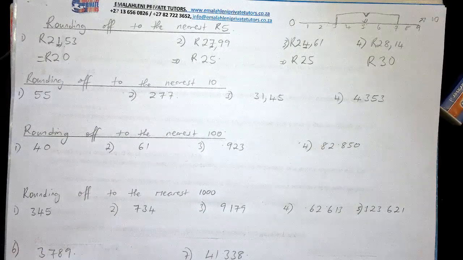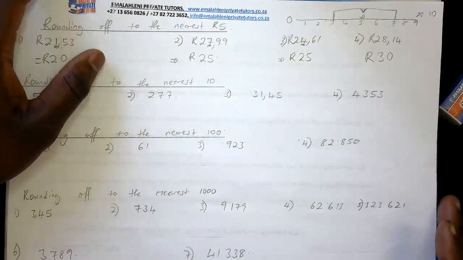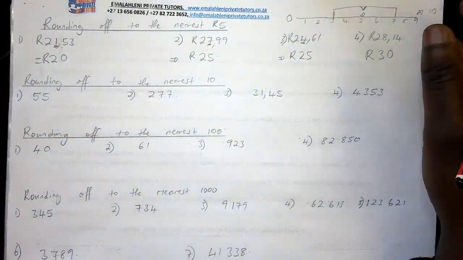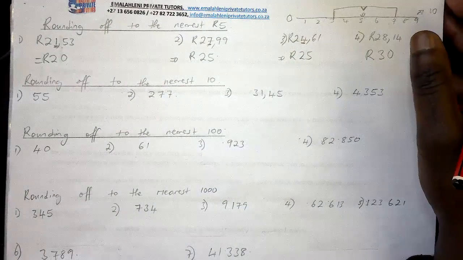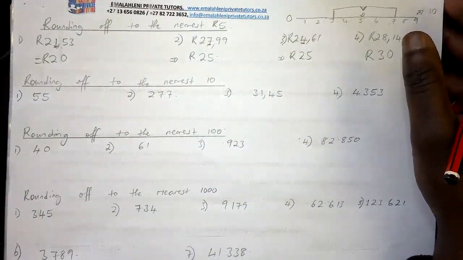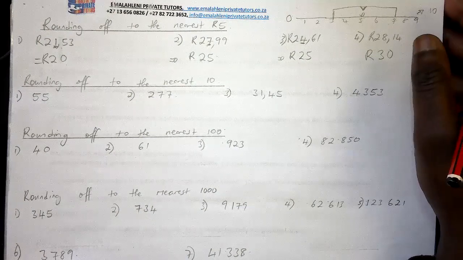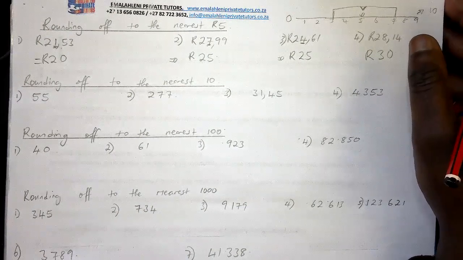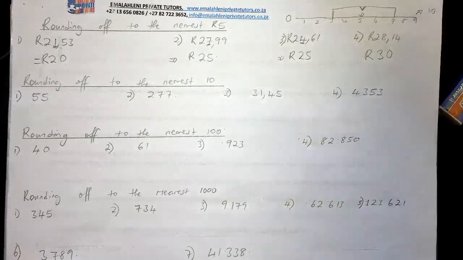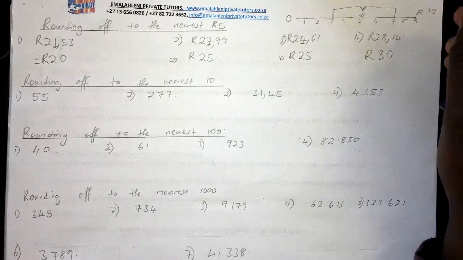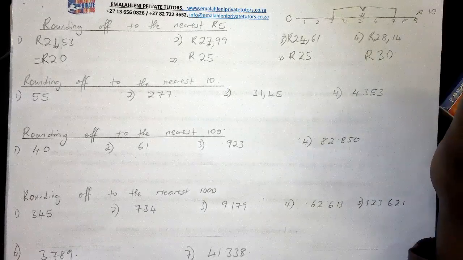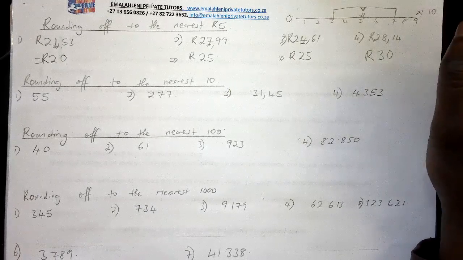The importance of rounding off is for you to know that if you see a dress in Ackermans costing 299 or 289, when someone asks you how much the dress is, you simply say it's 300. You're rounding off. You're not giving the exact value of the price, but you know that if you have 300 rand, you will be able to purchase the dress.